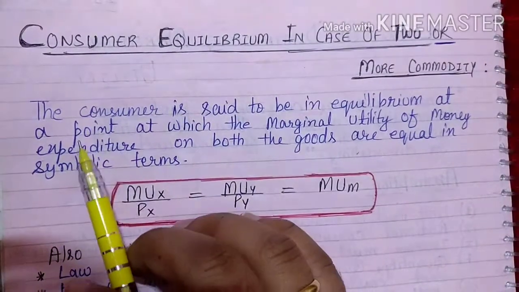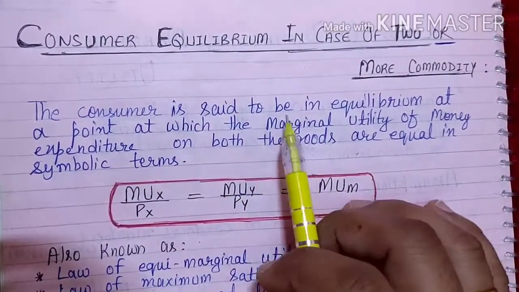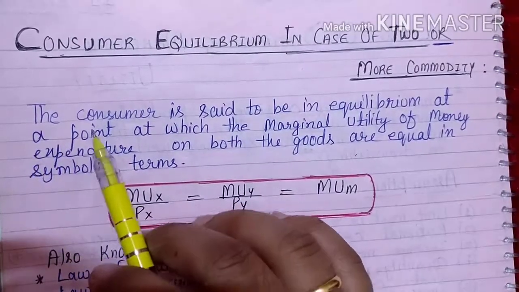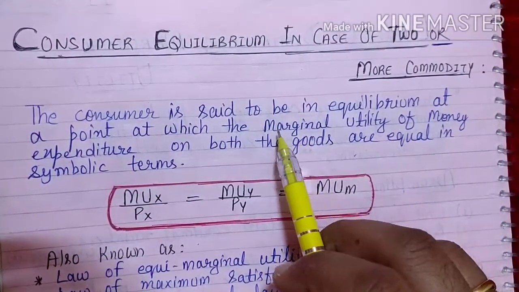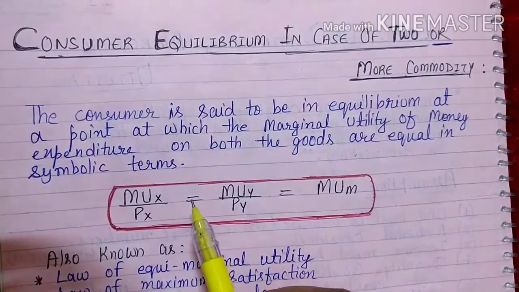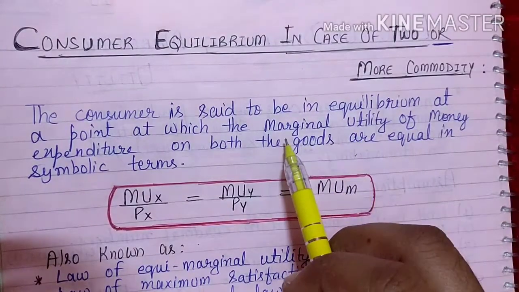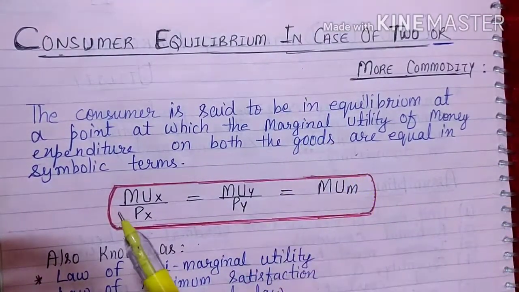So let's see. The consumer is said to be in equilibrium, at the point of maximum satisfaction, where the marginal utility of money, that is MUM, which I have explained in my previous video. If you don't understand the meaning of marginal utility of money, you can see my previous video first.